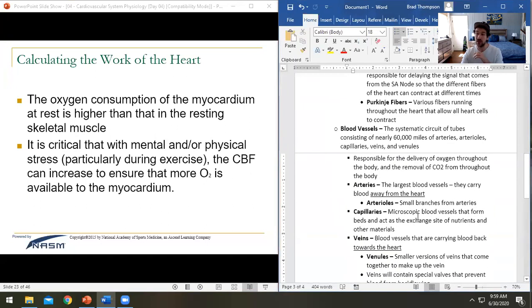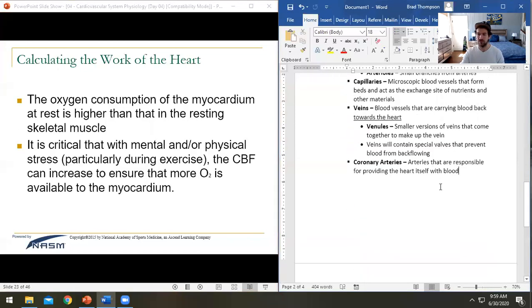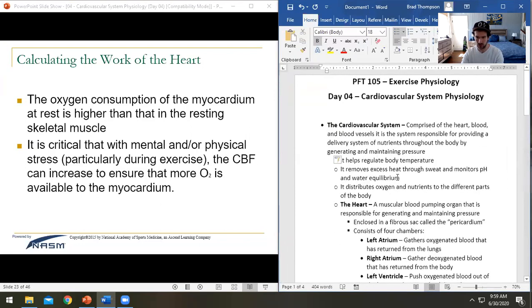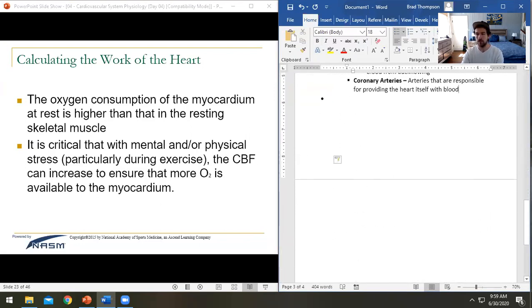So we've started to pivot into talking about the function of the heart. Let's go, yeah, there we go. Calculating the functionality, what do they say? Calculating the work of the heart, that's much better.